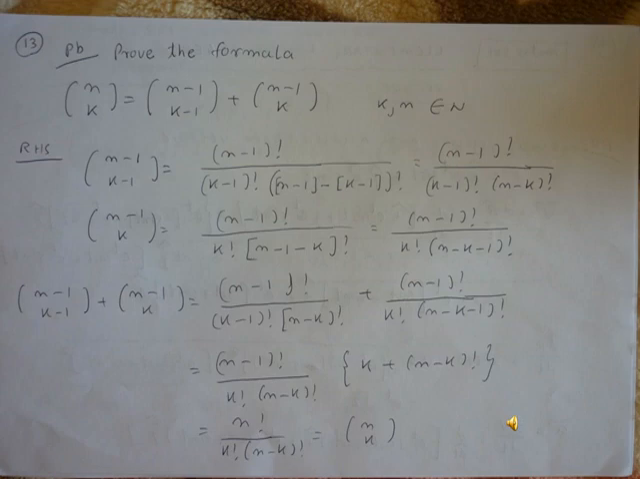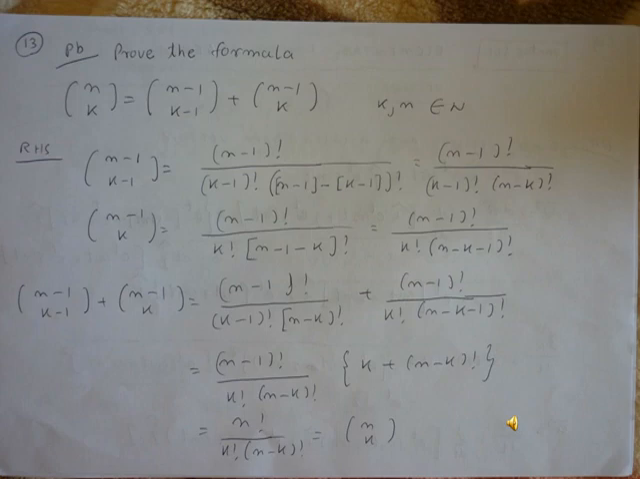Take (m minus 1 choose k minus 1), equal to the numerator m minus 1 factorial divided by the denominator k minus 1 factorial and the open bracket m minus 1 minus k minus 1 factorial. So we can write the numerator as m minus 1 factorial and the denominator as k minus 1 factorial multiplied by m minus k factorial. Similarly, (m minus 1 choose k) is equal to the numerator m minus 1 factorial divided by the denominator k factorial multiplied by m minus 1 minus k factorial. So we get m minus 1 factorial divided by k factorial multiplied by m minus k minus 1 factorial.